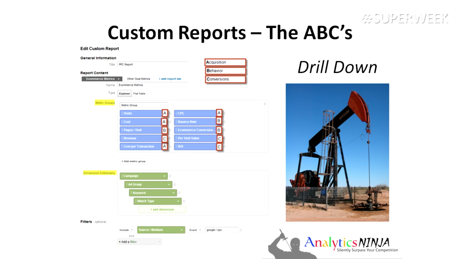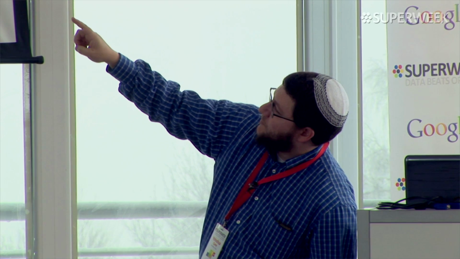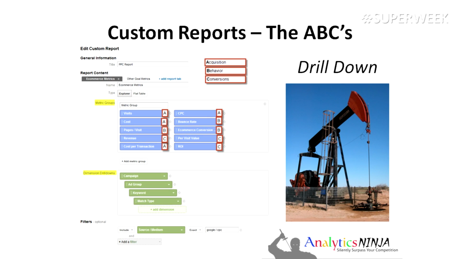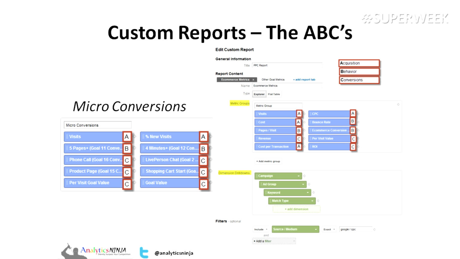It's easy to remember. So in a custom report, here we have visits, cost per click, cost, right? These are your acquisition metrics. Things that might describe behavior, pages per visit or bounce rate would be good behavioral metrics. Actually, this is an old slide mistake. E-commerce conversion rate, per visit value, ROI, revenue. These are going to be your outcomes, your conversion metrics. So that B is supposed to be a C. Sorry about that. And you see in this report, I'm drilling down. Again, I can look at the big picture of my campaigns, but I can go all the way directly to the keyword and to the match type.